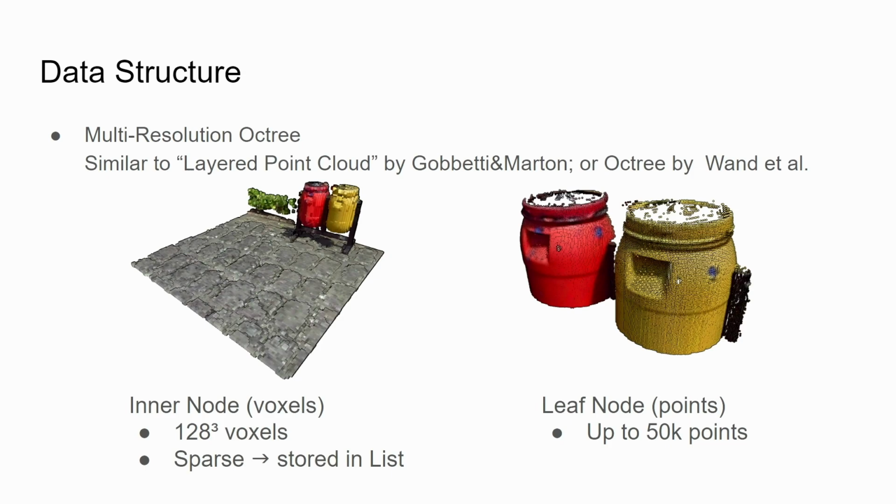The structure is very similar to the layered point cloud structure, or even more similar to the octree structure by Wand et al. What it looks like is we have inner nodes, so lower levels of detail, that are represented by voxels with a grid size of 128. And we have leaf nodes with the original full precision point data. Because the voxel data is very sparse, we don't store them in grids. We instead store them in lists and basically treat them like vertex buffers. The leaf nodes have up to 50,000 points, and if more points are inserted into a leaf node, we then split it to get finer grained leaf nodes.